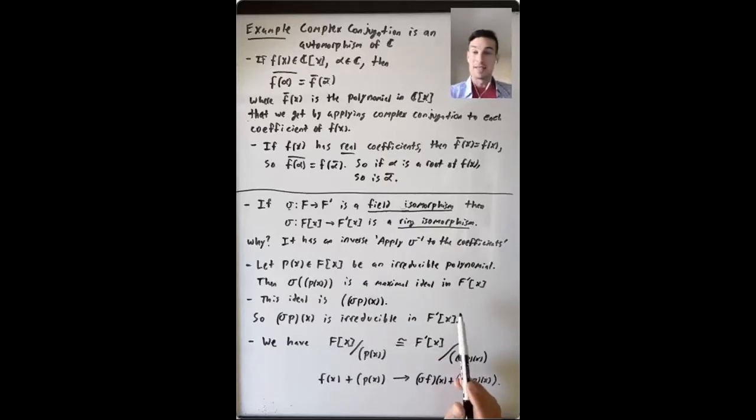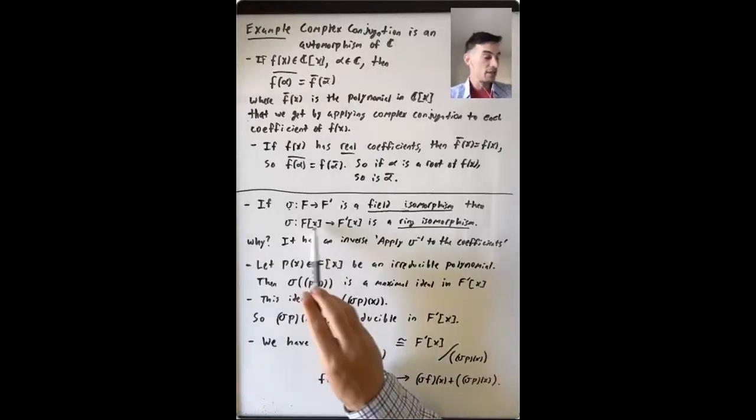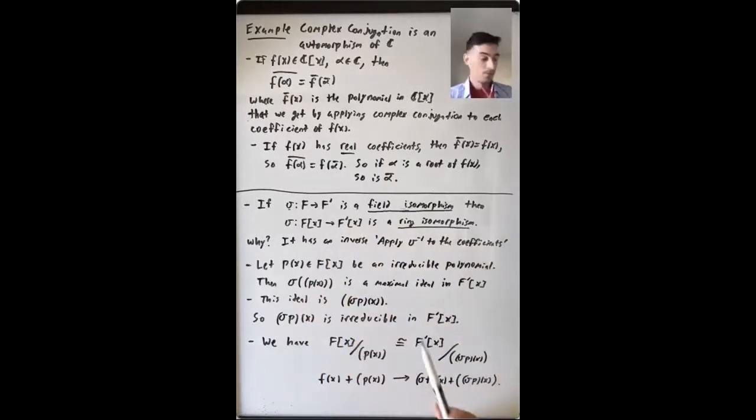So we can consider these two fields, F bracket x mod the ideal generated by p of x, and F prime bracket x mod the ideal generated by sigma of p of x. These are each fields because we're taking the quotient by maximal ideals. These maximal ideals are related to each other. This ring isomorphism sends one of them to the other. And these quotient fields are isomorphic.